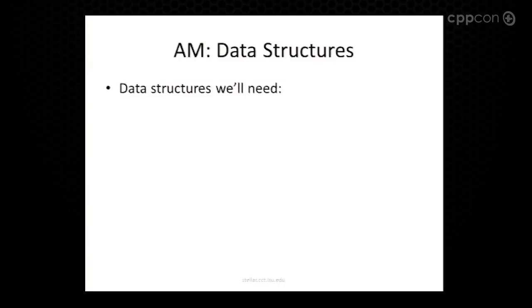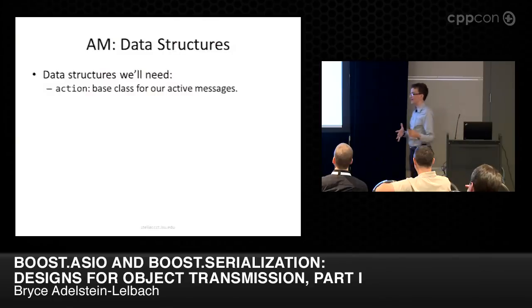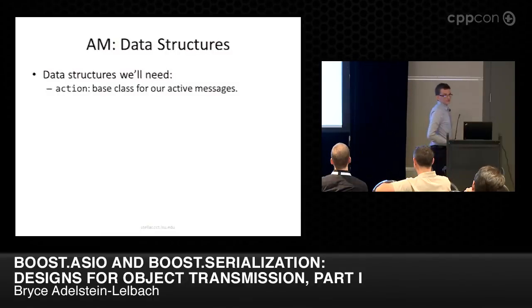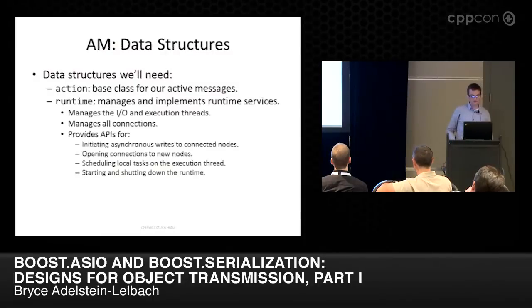All right, so let's talk about the data structures that we're going to use. So we're going to have this thing called an action. And it's going to be a base class for our active messages. An action just represents, basically, an std::function. It's something that abstracts away a certain call signature. We're just going to use a very basic call signature.